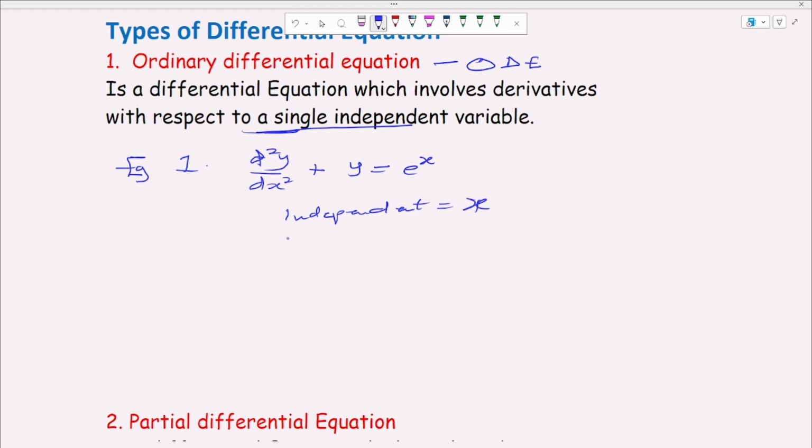So let me write that. And then we have the dependent variable. How many do we have here? We have 1, y. But the definition doesn't depend on the dependent variable. It depends on this one, which is the independent variable. Let's take another one. So we have this.